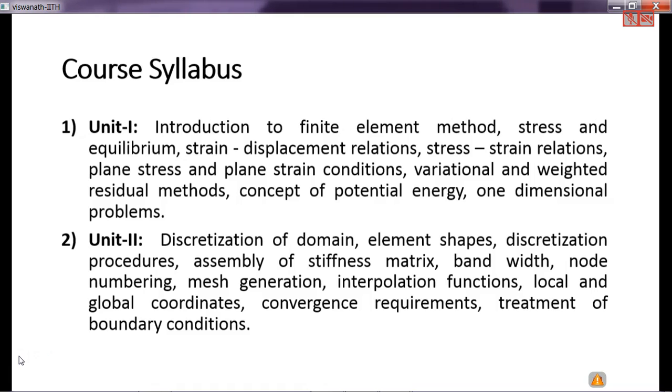Let me not jump over it. So those are the things on how to develop it. And sometimes it is good to write it in a local coordinate system, sometimes in a global coordinate system. Why all these things are required, I'll tell you. And the next thing is convergence requirement.